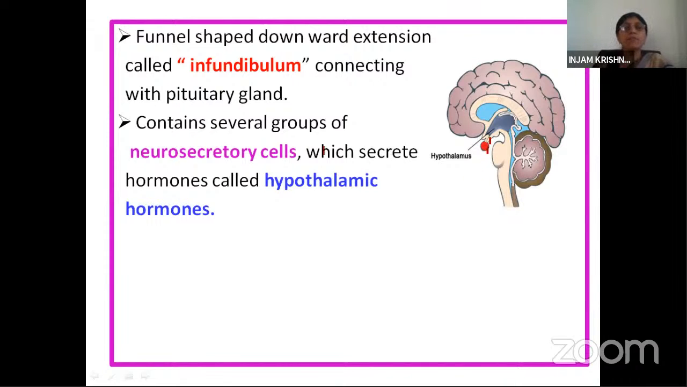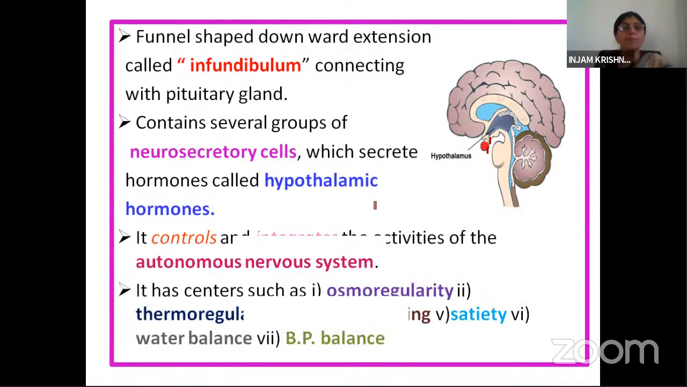It contains several groups of neurosecretory cells which secrete hormones called hypothalamic hormones. What are the functions of the hypothalamus? It controls and integrates the activities of the autonomic nervous system. Yes, the autonomic nervous system. It does not work with our willingness. So it is the autonomic nervous system.